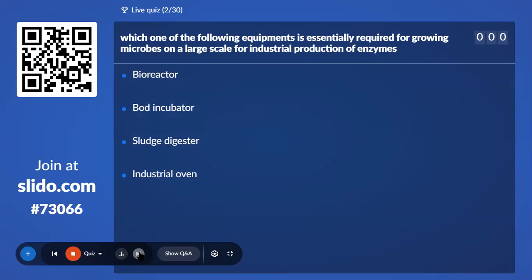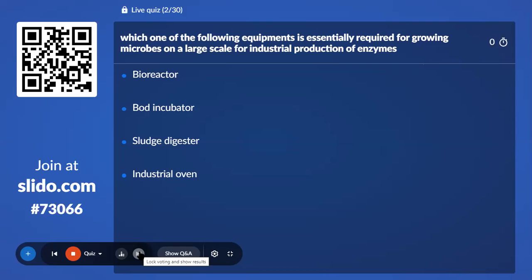Which one of the following equipment is essentially required for growing microbes on a large scale for industrial production of enzymes? Bioreactor, BOD incubator, sludge digester, industrial oven. 10 seconds more, guys. The second question of the day out of the total 30 questions.